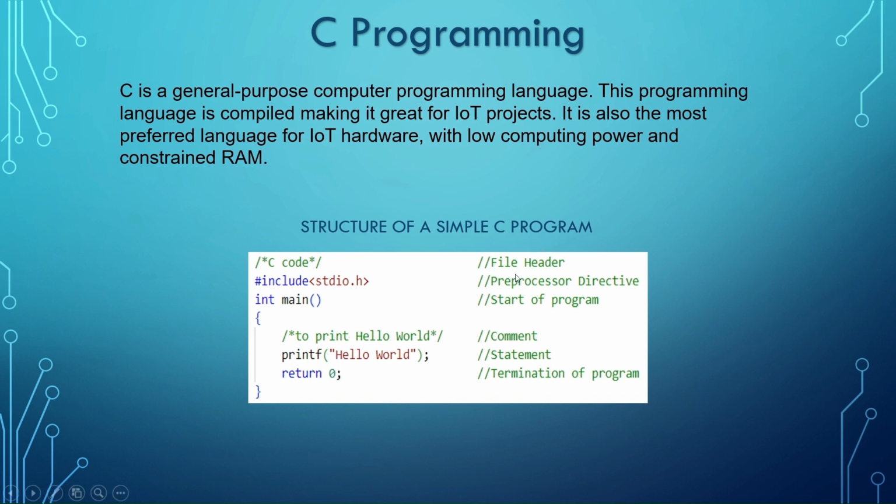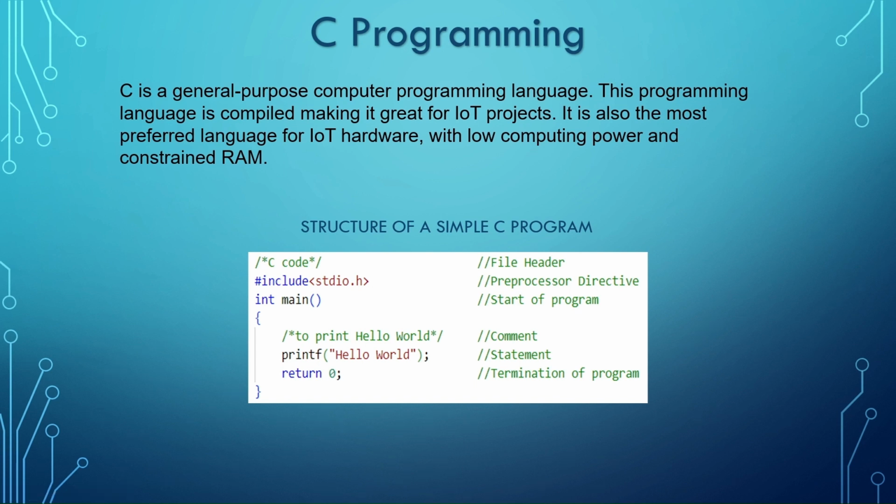First one is the file header, which consists of the name of the program. It also consists of the author name, date, and other information. Second one is the preprocessor directive. It tells the compiler to process the information before the compilation starts. And this is the main function. Main function serves as the starting point for the program execution.